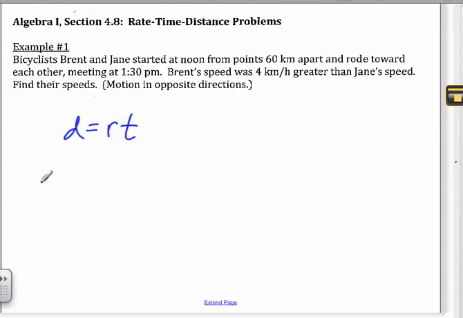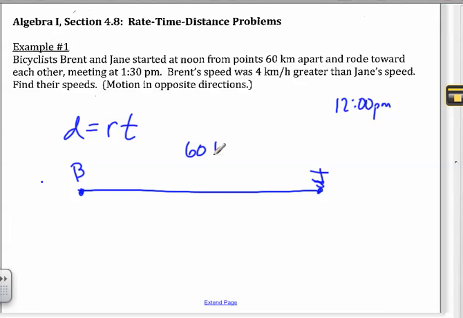That's similar to this problem that we're looking at. You're going to see that it says bicyclists Brent and Jane started at noon from points 60 kilometers apart. Okay, so here's Brent over here, and here's Jane, and they're 60 kilometers apart. Now, they ride toward each other.